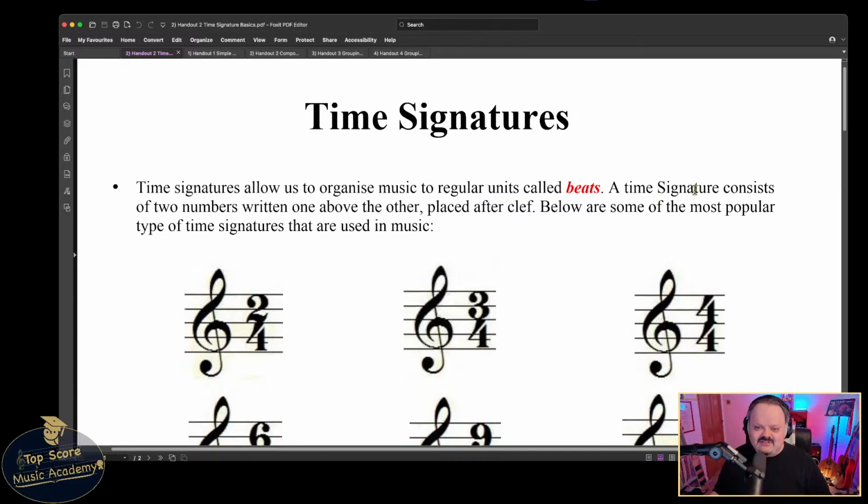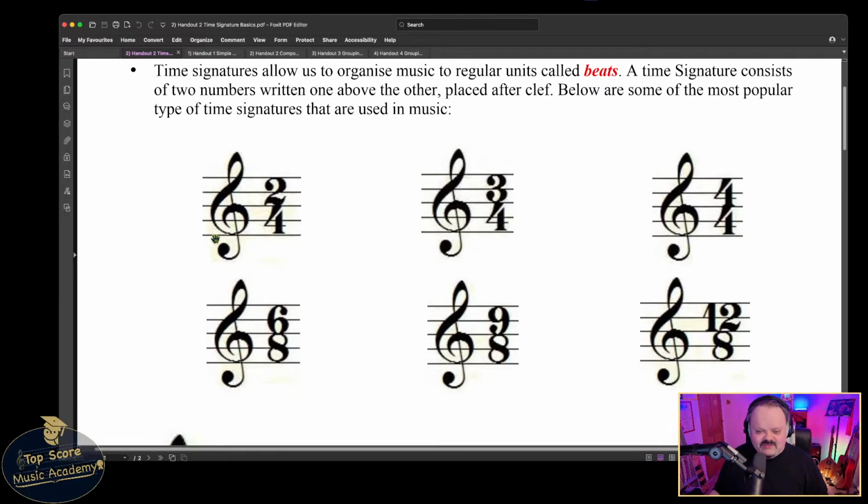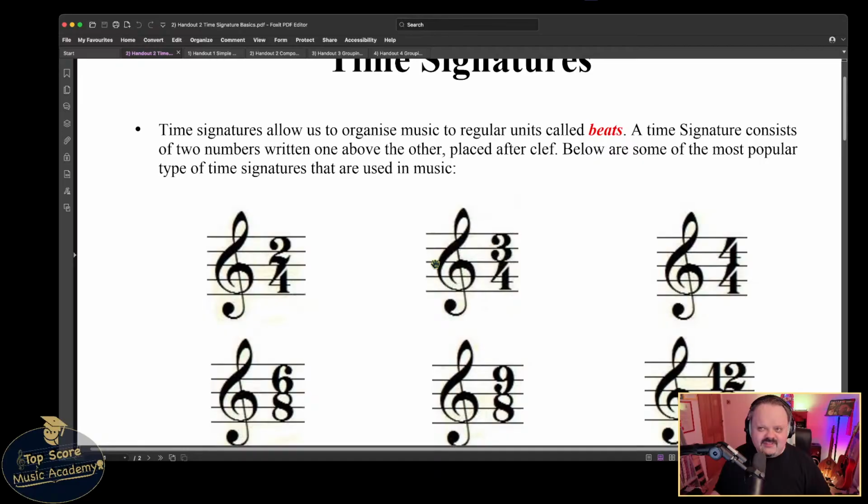Okay, a time signature consists of two numbers written one above the other, placed after the clef. Now the clef, for simple music theory, is just letting you know how high or low pitches are on the music staff. So if you're using the treble clef, you're talking about the higher notes, and if you're using the bass clef, you're talking about the lower notes. We've just got loads and loads of treble clefs here, as you can see. We don't really care about the pitch. We're caring more about the note rhythms and the beats and the pulse. So don't worry too much about the pitches in this particular lesson.